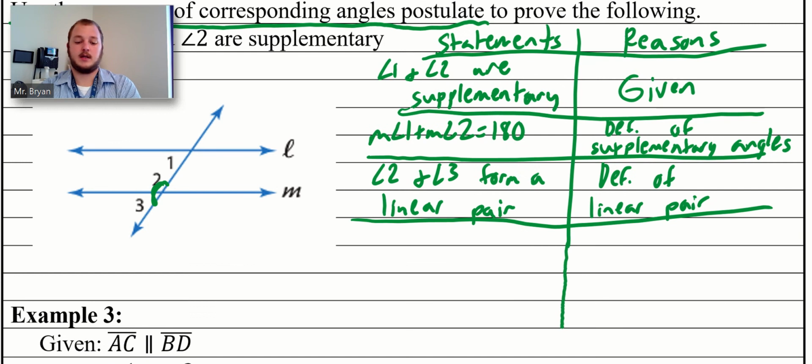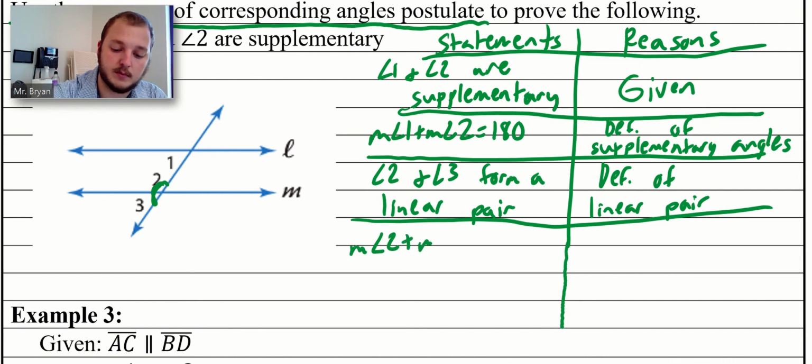All right. So now we've used our given, we've used our diagram, and now we have to look at our statements and ask, how can I proceed? Do I know any extra information? Well, if we look at the one that we just wrote down, we said angle 2 and angle 3 form a linear pair, which means we know what about them? Okay, we know that they add up to 180. So in this case, I'm going to say measure of angle 2 plus the measure of angle 3 equals 180.